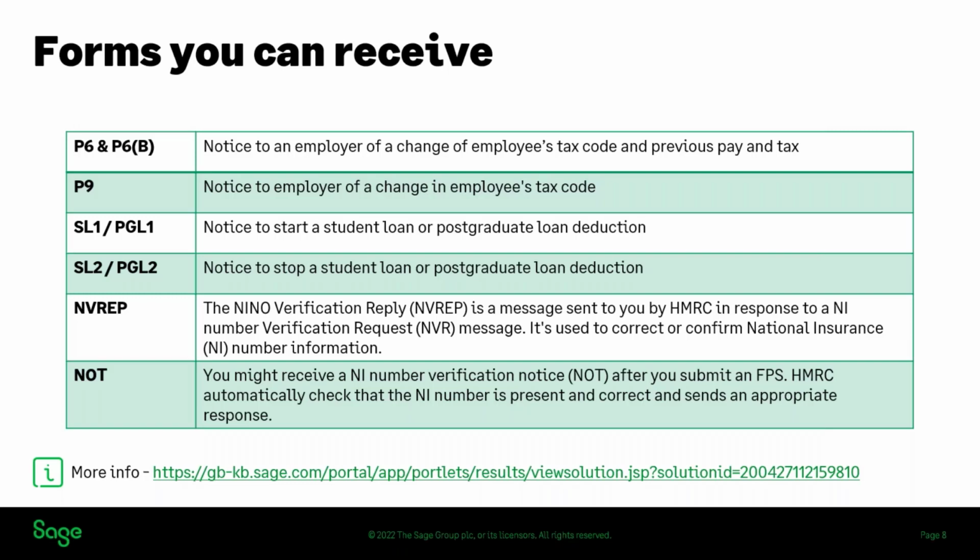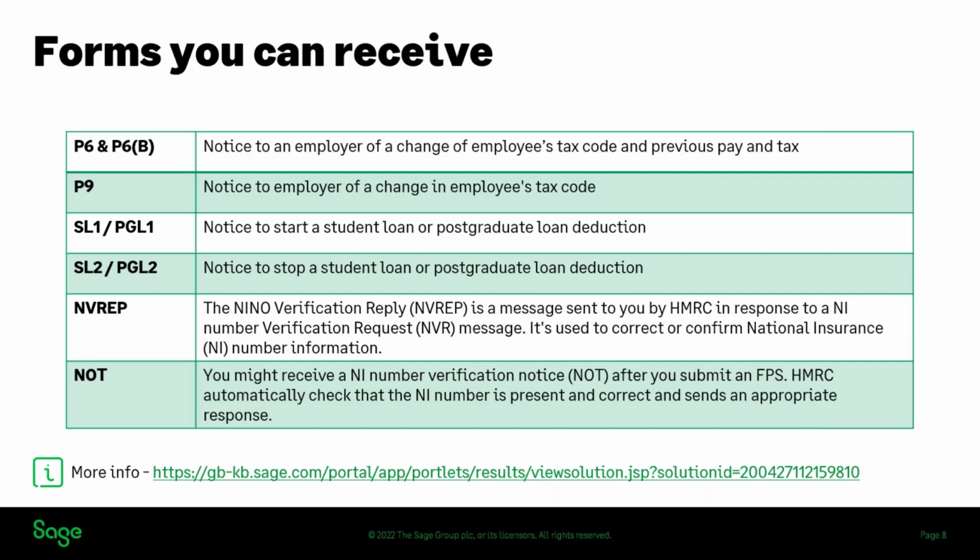The second one, the P9 notice, is a notice to change an employee's tax code at the start of a tax year. So they tend to be sent out between January and March at the end of the previous tax year, and they take effect from the 6th of April. You've then got your student loan and postgraduate loan start and stop notices. That's an SL1, PGL1 for the start notice, SL2 or PGL2 for a stop notice.